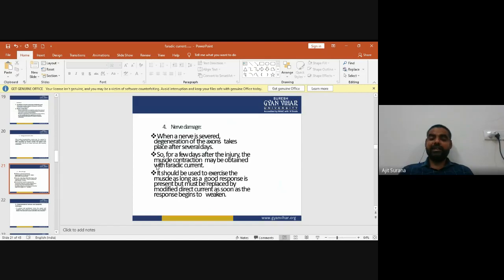Now, the fourth one is that they are used in nerve damage. When a nerve is severed, degeneration of the axons takes place after several days. So for a few days after the injury, muscle contraction may be obtained with Faradic currents.